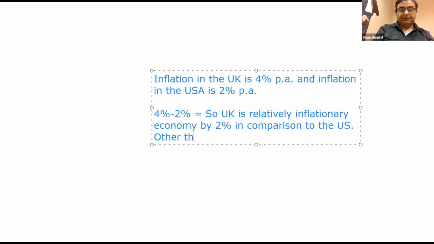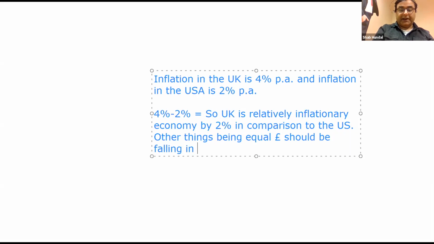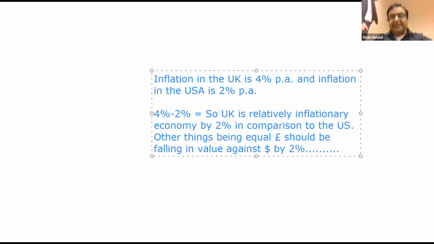Other things being equal, the pound should be falling in value against the US dollar by 2%. Make sense? So the countries which have more inflation, their domestic currency is losing value.